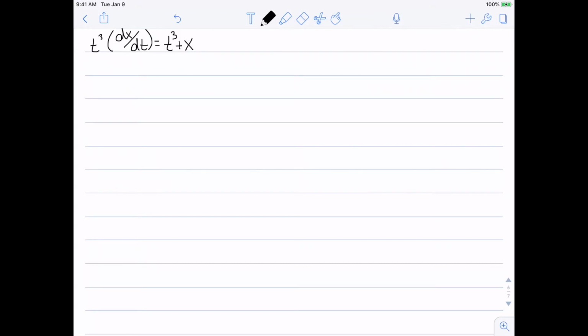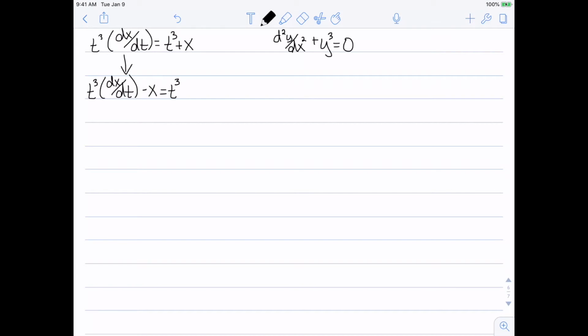Here's an example of something that's linear. We can see that the coefficient of the first derivative is t cubed, so it's only dealing with the independent variable rather than the dependent. Although technically we should subtract x from both sides, that way the right-hand side only depends on t cubed, and we can see that the coefficients of both the derivative and x are only involved with the independent variable t.